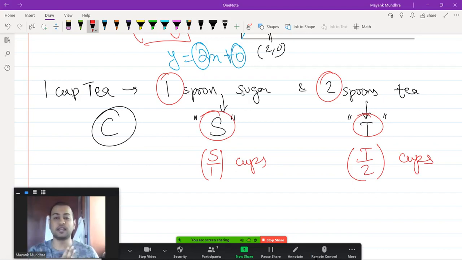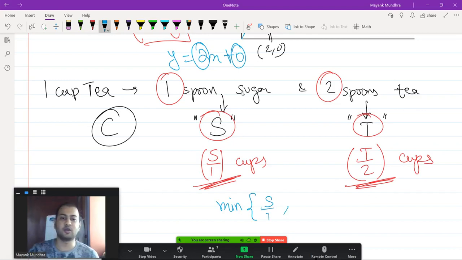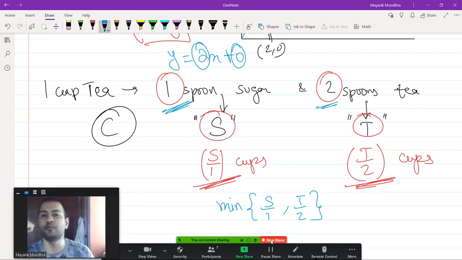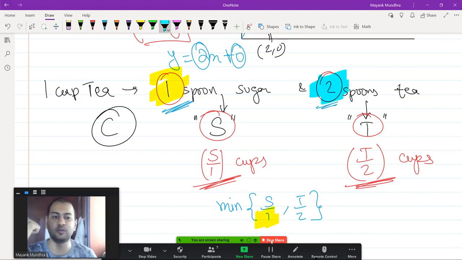Now the total cups which I can make will be the minima of these two numbers. Eventually, I'll run out of either sugar or tea. Which quantity I run out of first will be decided by the function min of s by 1 comma t by 2. Compare this with the earlier example of perfect substitutes. In perfect substitutes, whatever number I was seeing, I was multiplying that variable by that number. Now I'm not multiplying it by that number. 1 is being divided and here 2 is also being divided. So now I'm going to divide by that number.